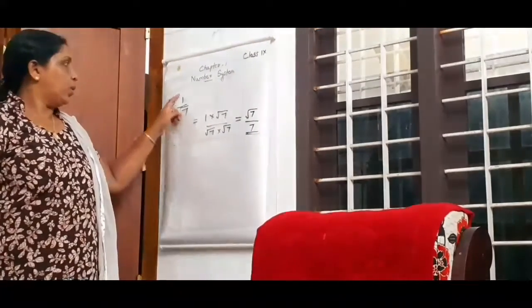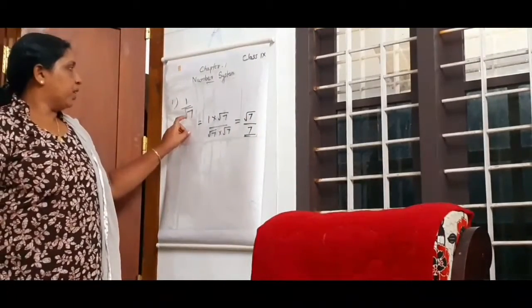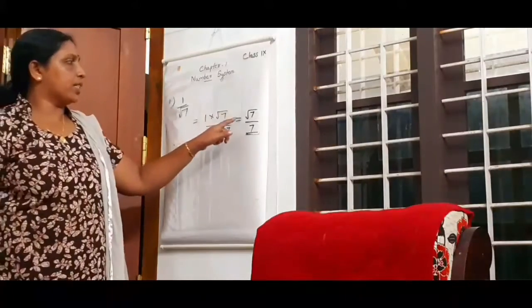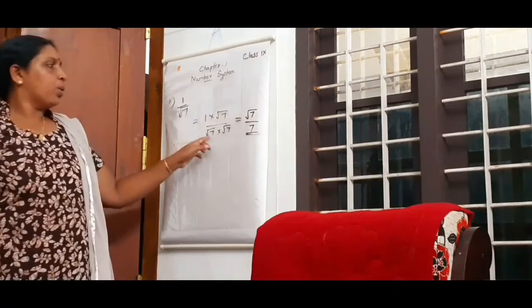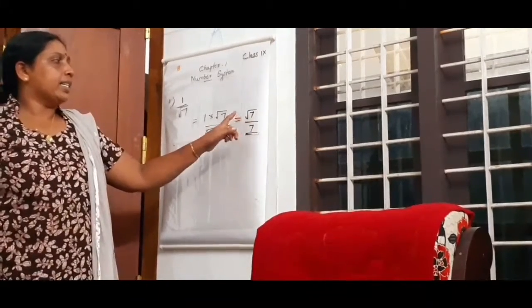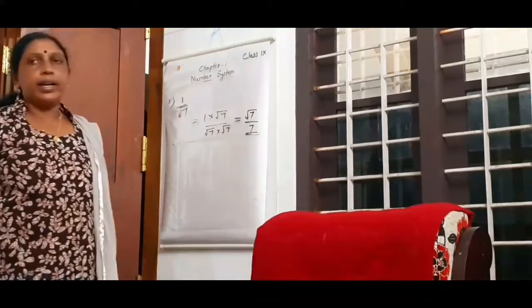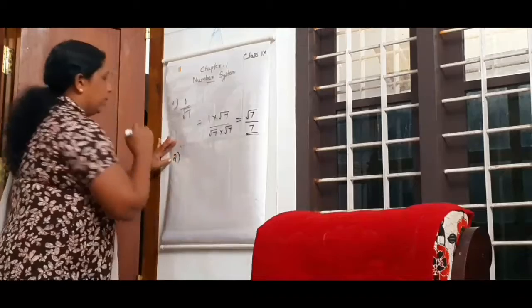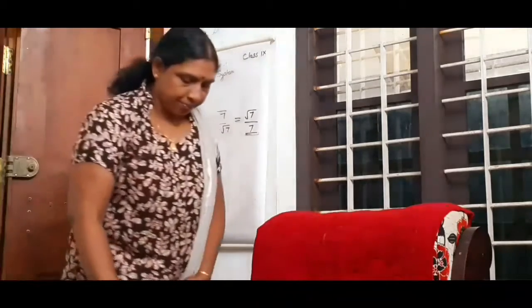Okay. So multiply with root 7 in the numerator and denominator. 1 into root 7 is equal to root 7. Root 7 into root 7 is equal to 7. That is root 7 divided by 7. Okay. Next question.